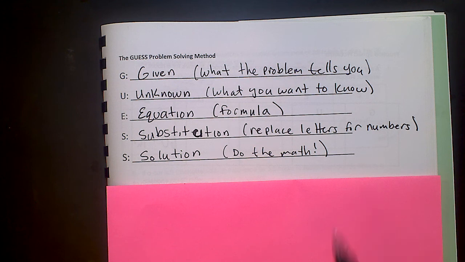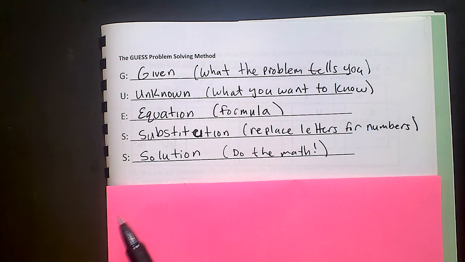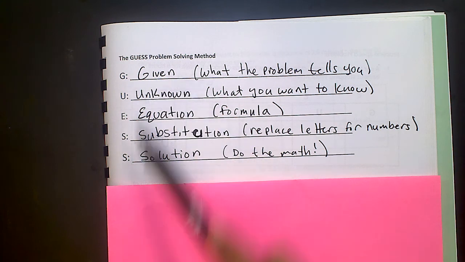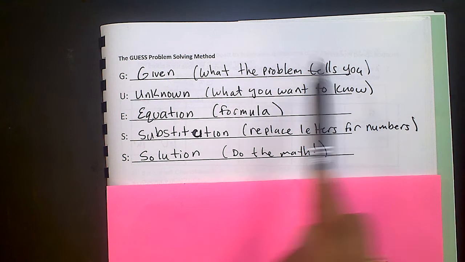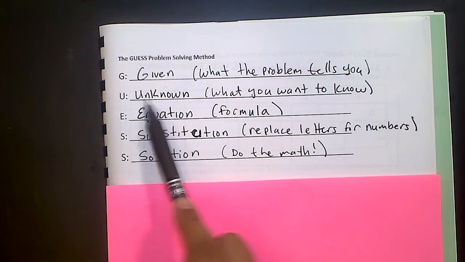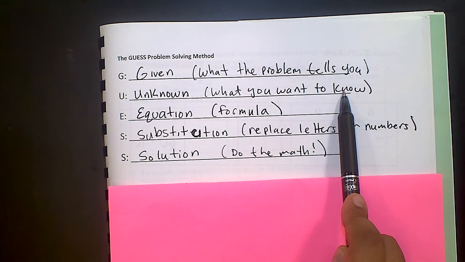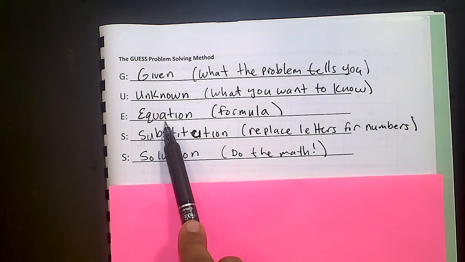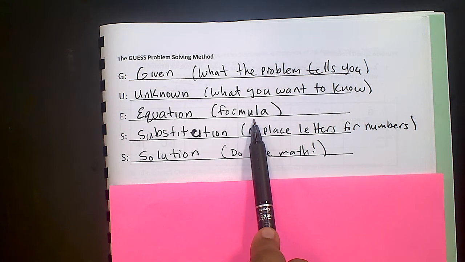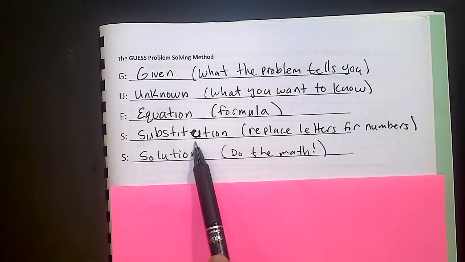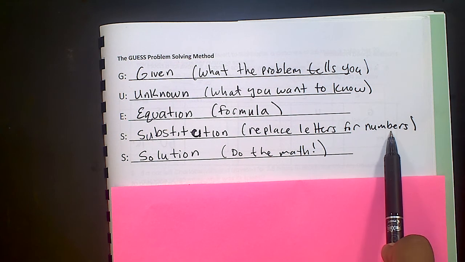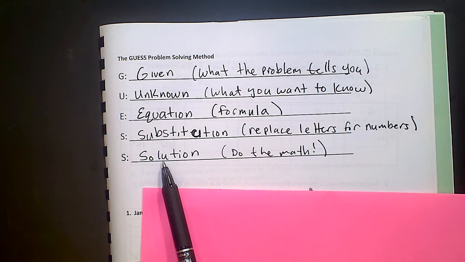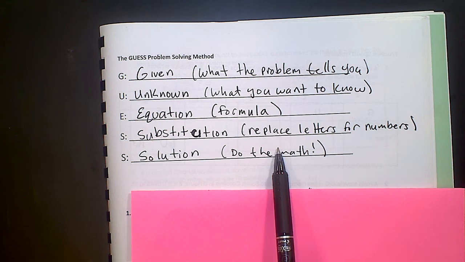So why not review? You might have used this in the past, but this is called the GUESS problem solving method. What it stands for is that you start with a given, so what the problem tells you. Then you go to the unknown, what you want to know. Then you choose which equation or formula you're going to use. You're going to substitute, so you replace letters with numbers from your problem. And finally, you do the solution, which is doing the actual math part.